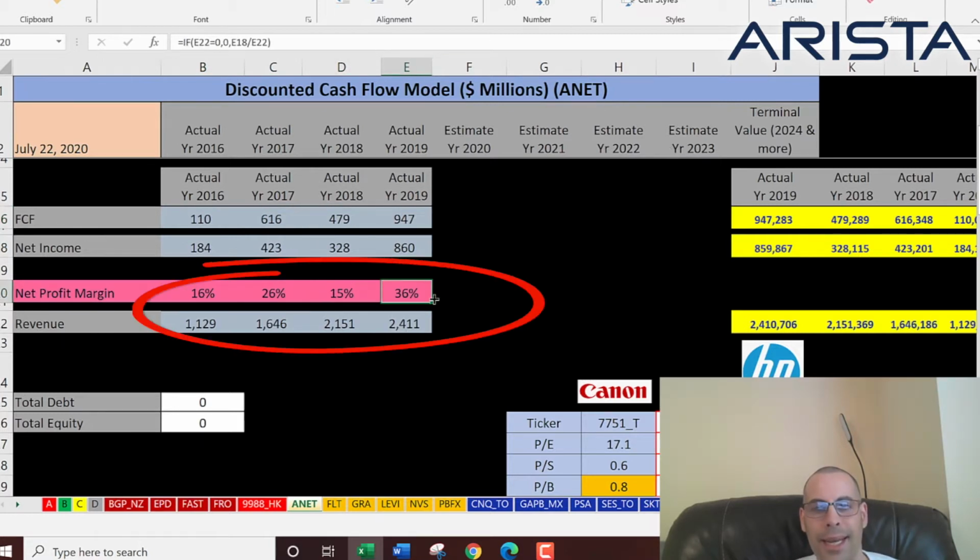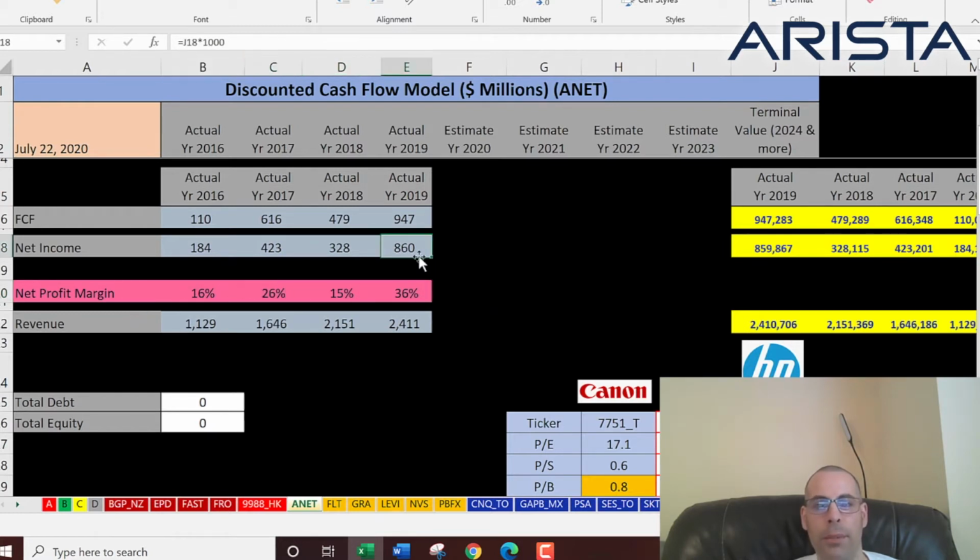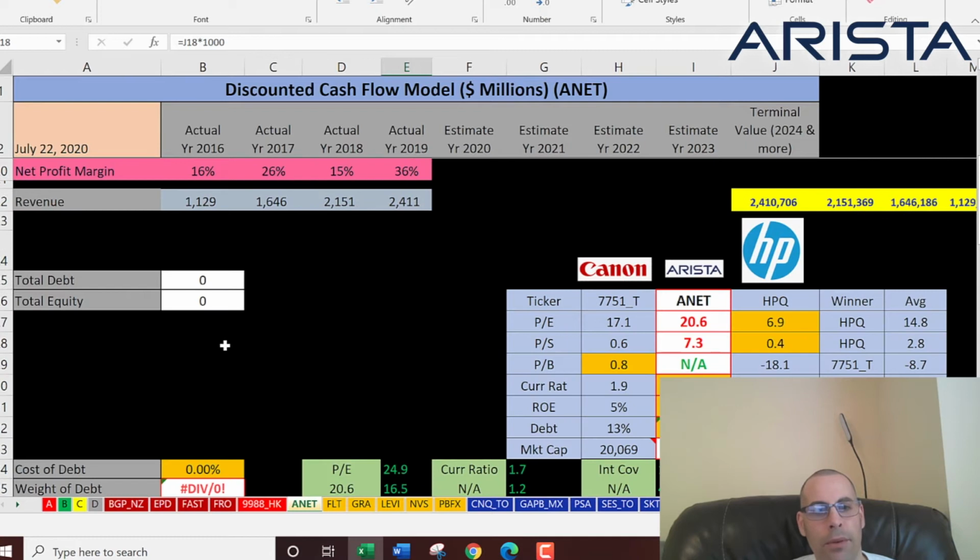Their 2019 net profit margin was 36%. That's so much bigger than the previous years. Net profit margin is net income over revenue. It's how well the company converts its revenue into net income. The way to improve your net profit margin is to manage your expenses. Let's look at the capital structure of the company to get more information.